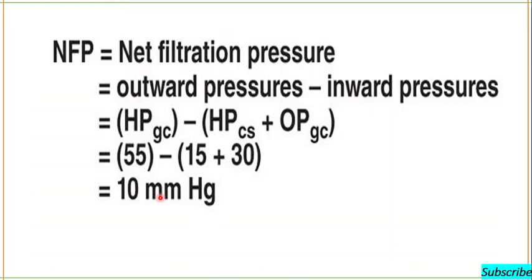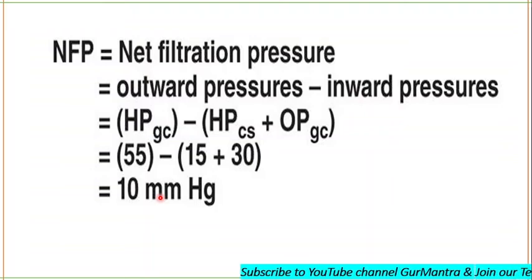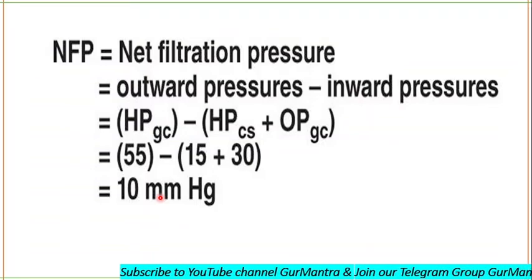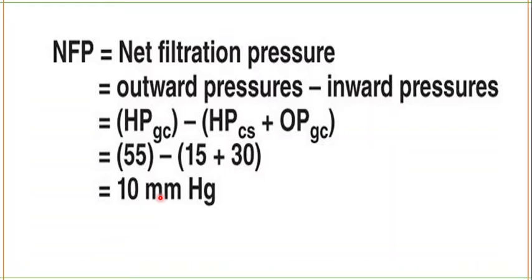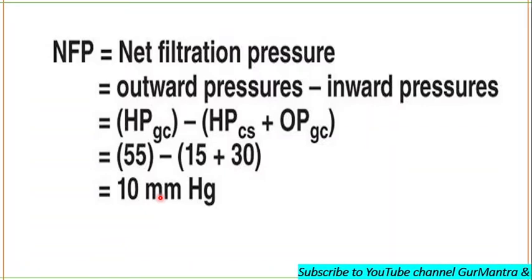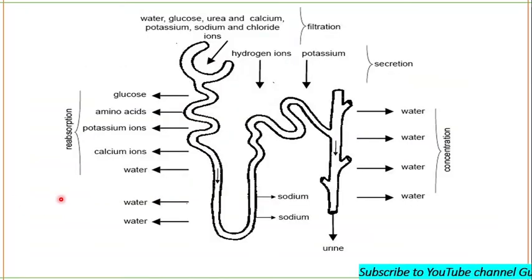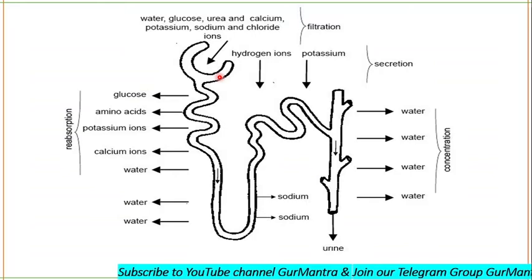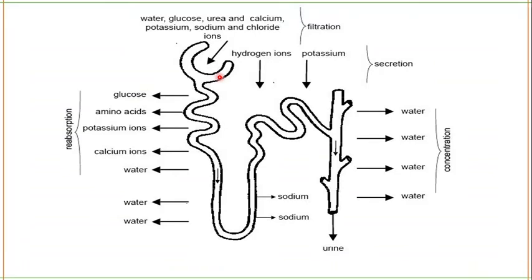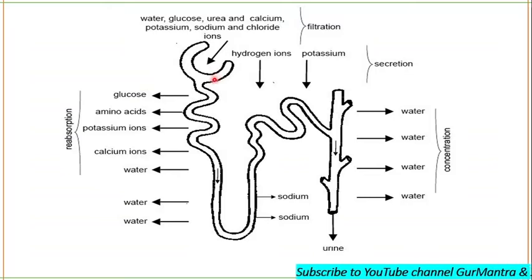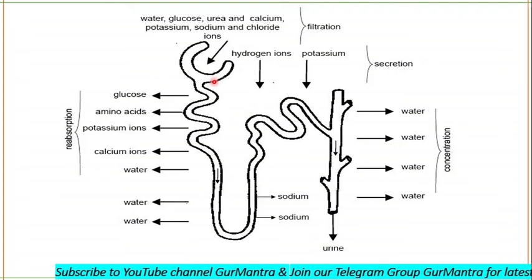Regulation of the glomerular filtration rate is under neural control, renal autoregulation and hormonal regulation. First I will tell you how renal autoregulation of glomerular filtration takes place. It occurs due to two things: one is myogenic constriction, and the other is tubuloglomerular feedback. I'll tell you about myogenic constriction first.